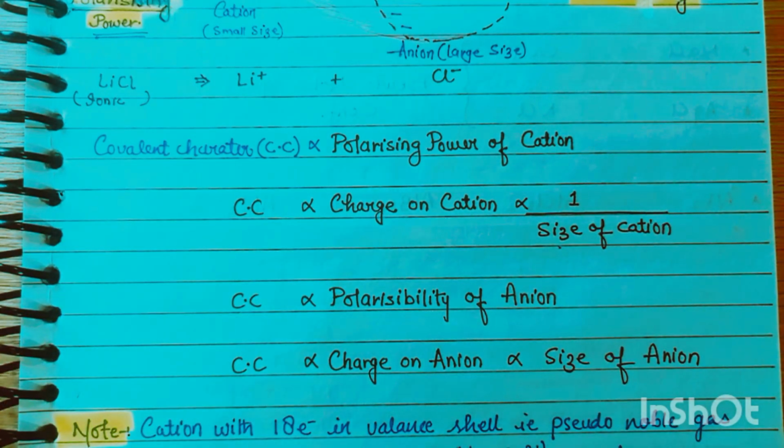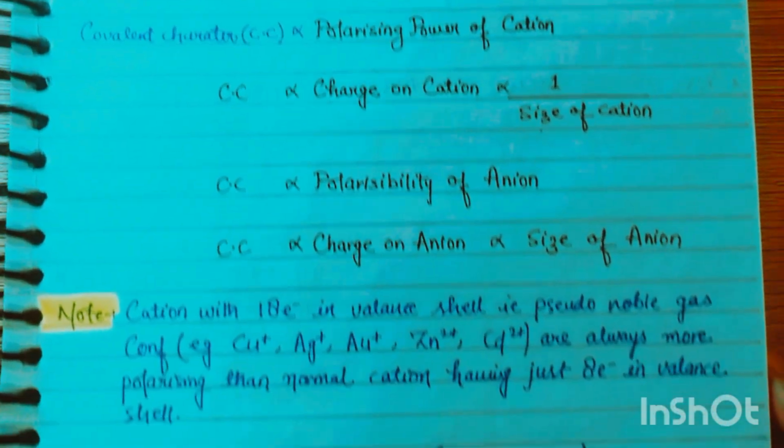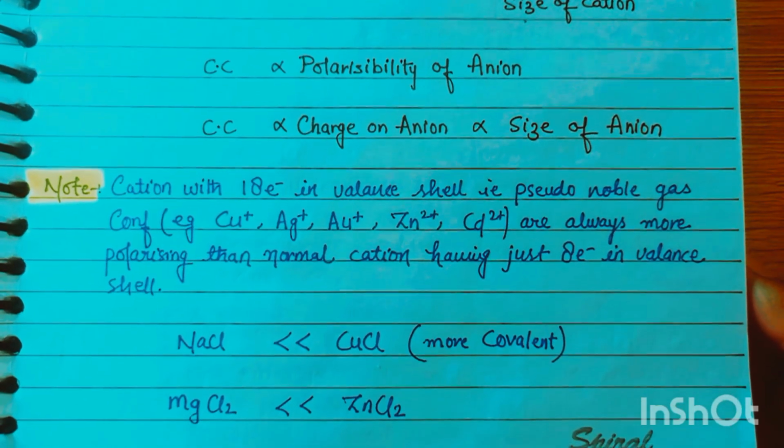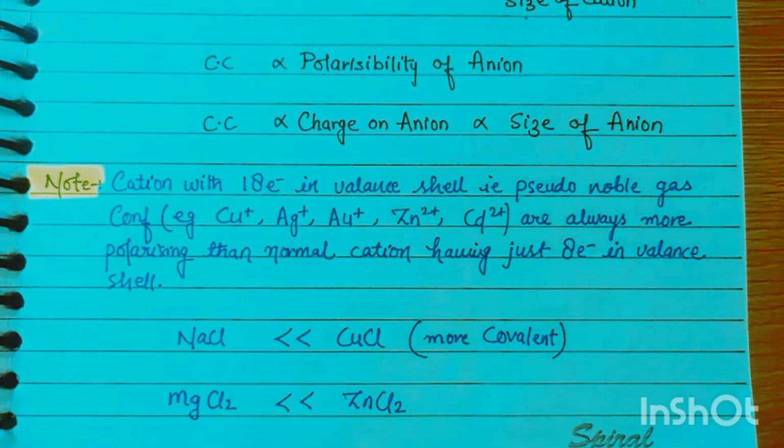It is very important to identify the Fajan rule, or to identify the covalent character in an ionic bond. But one thing, my dear student, before going to the examples, there is some exceptional case.